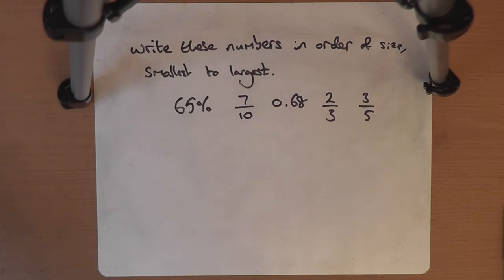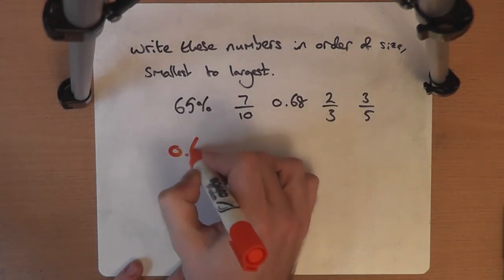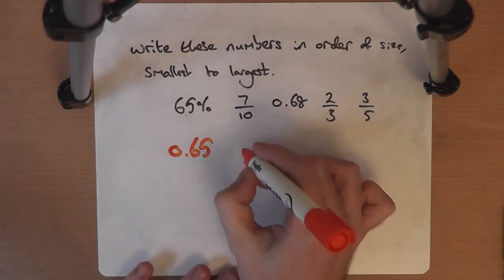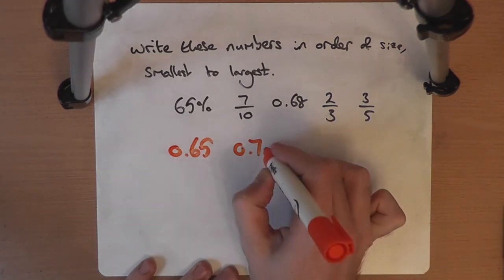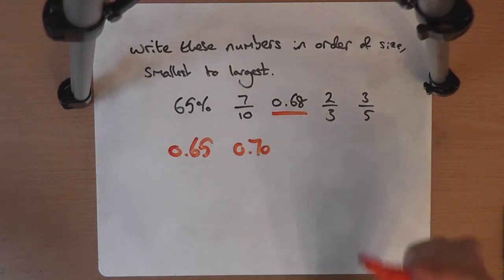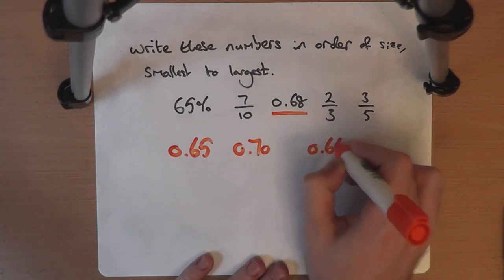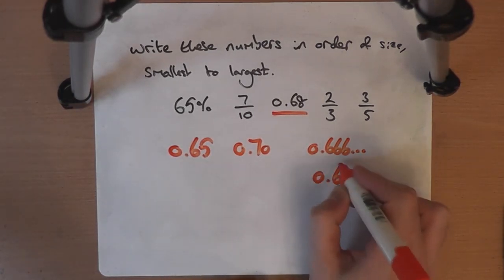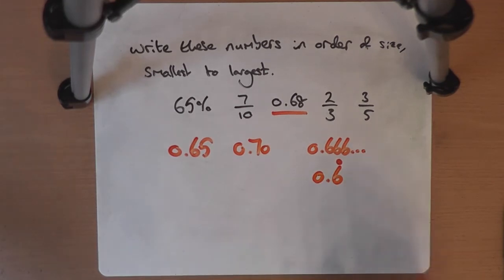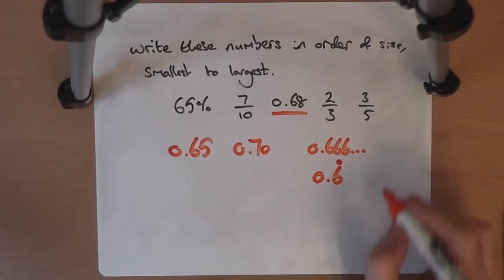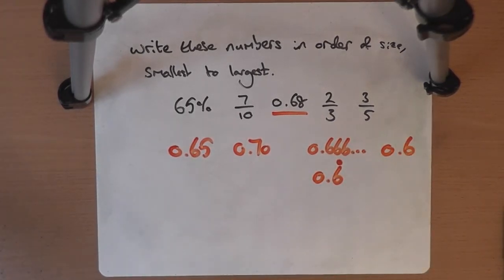So the 65%, let's rewrite that as a decimal. Well, that's going to be 0.65. 7/10, we're going to do 7 divided by 10. We might grab our calculators if we like, but 0.7. We could even put the 0 on the end there if we want, just to make it a bit easier to use. 0.68 is already a decimal, so that's fine. We don't need to do anything with that. 2/3, we're going to do 2 divided by 3, which is 0.666... Or 0.6 with the recurring dot over the top if you like. Either is fine. I'm going to prefer to use this first one, but either is okay. And the 3/5, 3 divided by 5 is 0.6, just 0.6, not recurring.